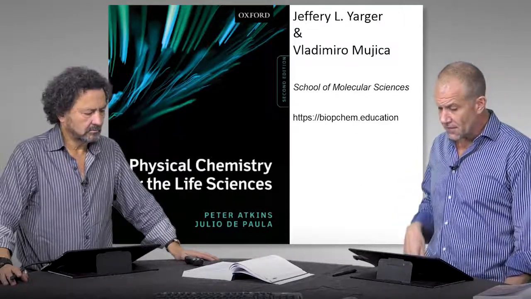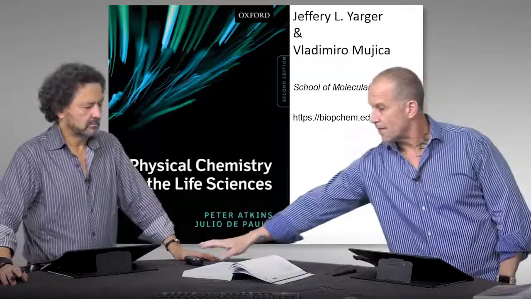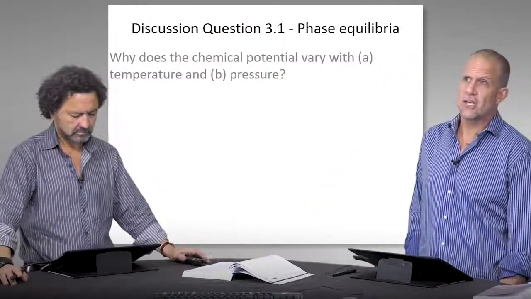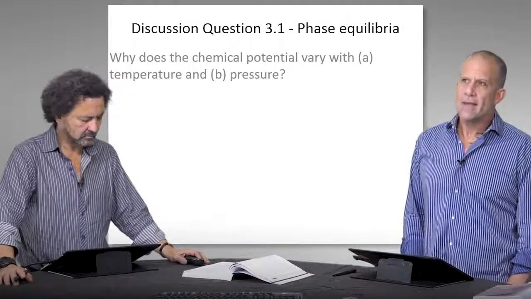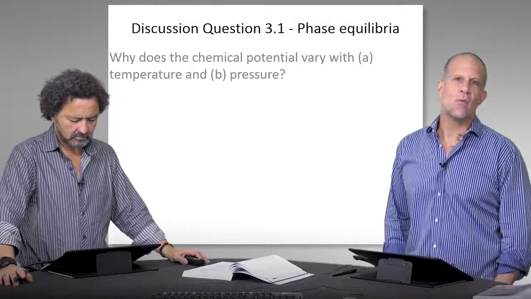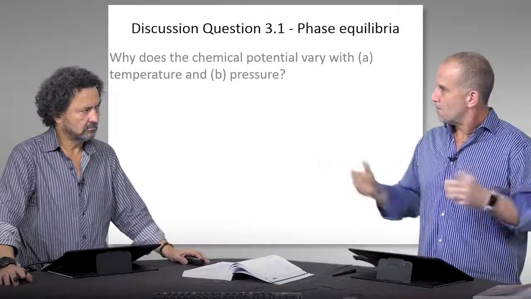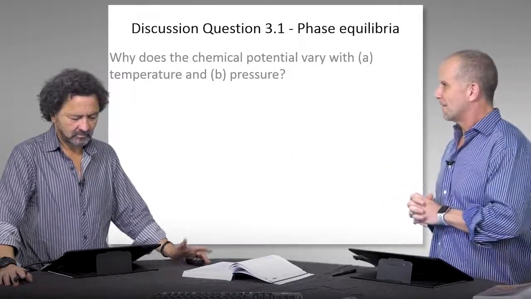And today specifically, we're going to look at discussion question number 1 in this chapter, which is, why does the chemical potential vary with temperature and pressure? And so, Vladi, what are your first thoughts here?